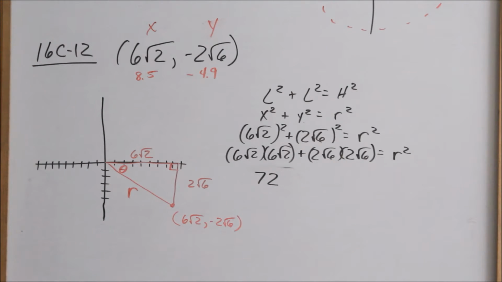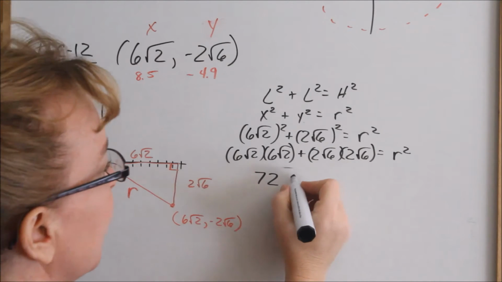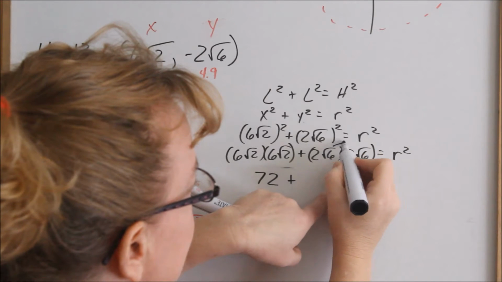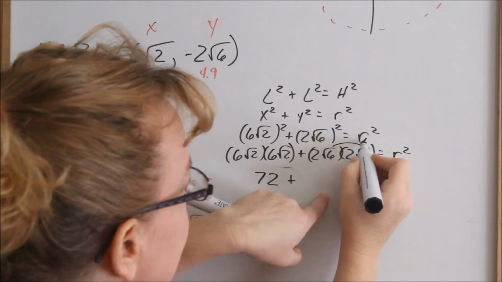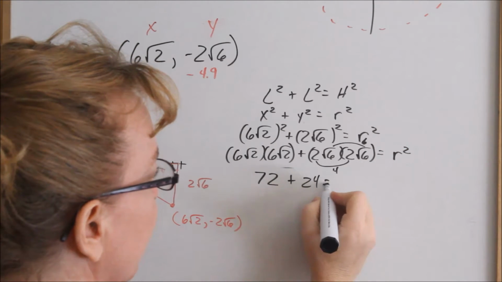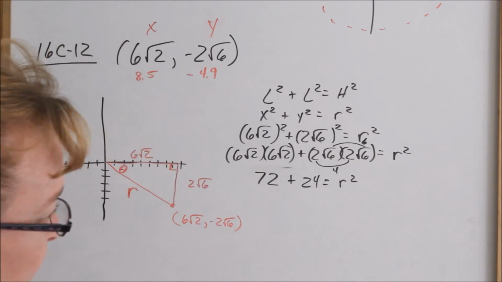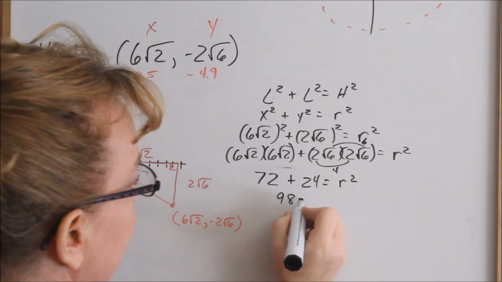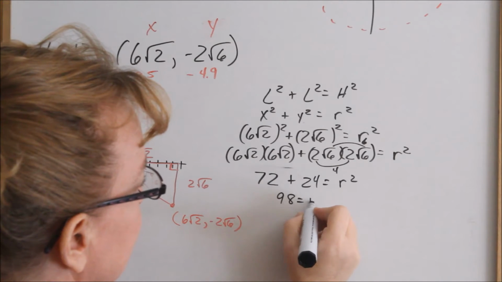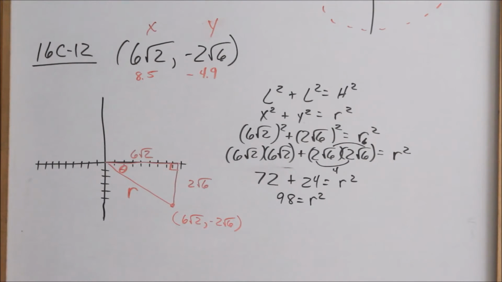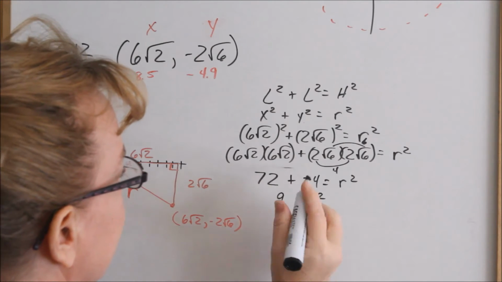72, 36 and 36, 72, okay? Plus 2 square root of 6 times 2 square root of 6. The square root of 6 times the square root of 6 is 6. 2 times 2 is 4. 4 times 6, 24. So 72 plus 24, 98 is r squared. Then we have to take the square root of that. Actually, that would be 96.